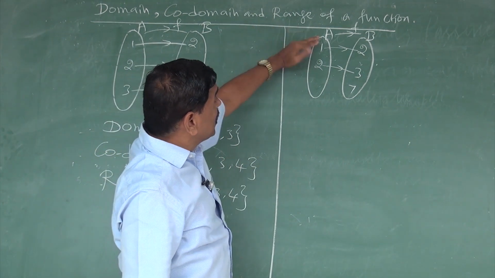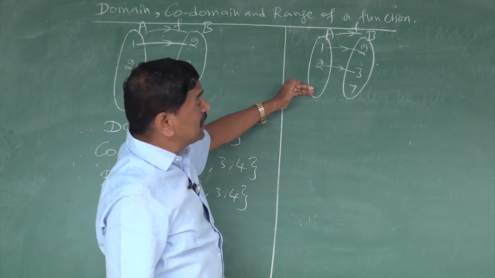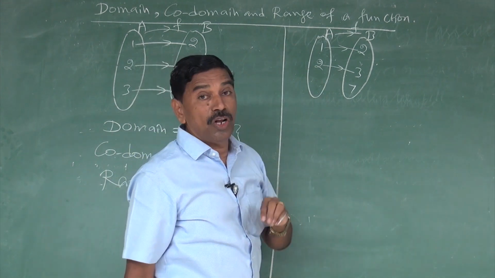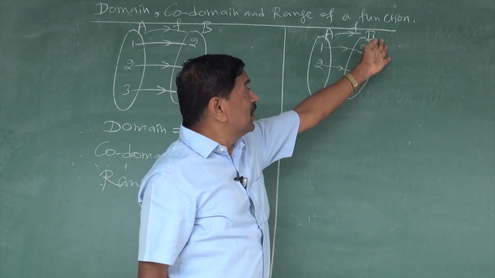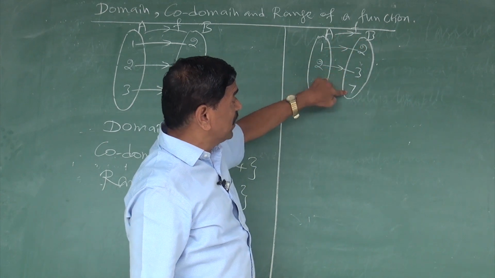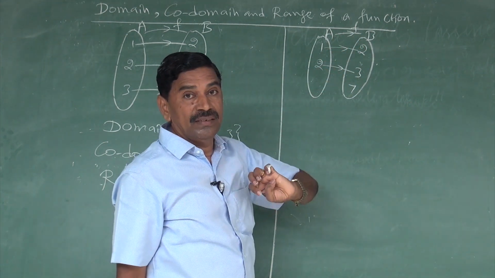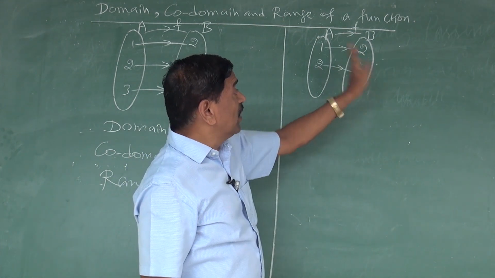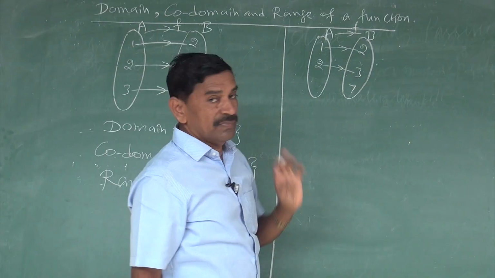Here domain is given by all the elements in the first set, that is, domain is equal to {1, 2}. Can you tell me what is codomain? Yes, the second set fully is the codomain. So codomain is equal to {2, 3, 7}. What is range? Yes, the set of all images. Range is equal to {2, 3}.